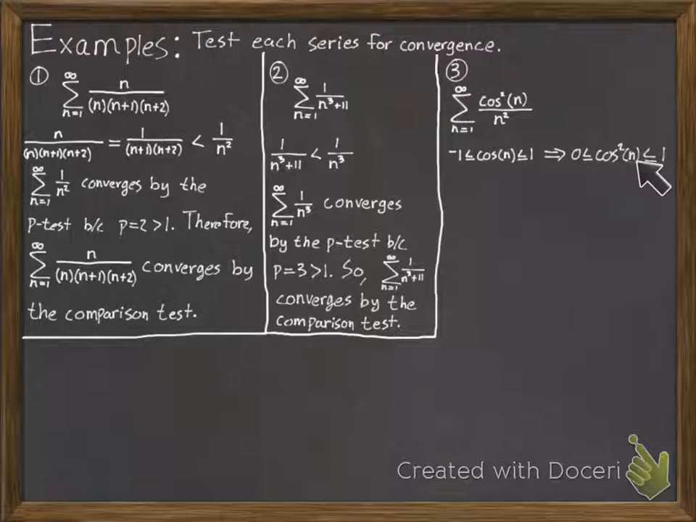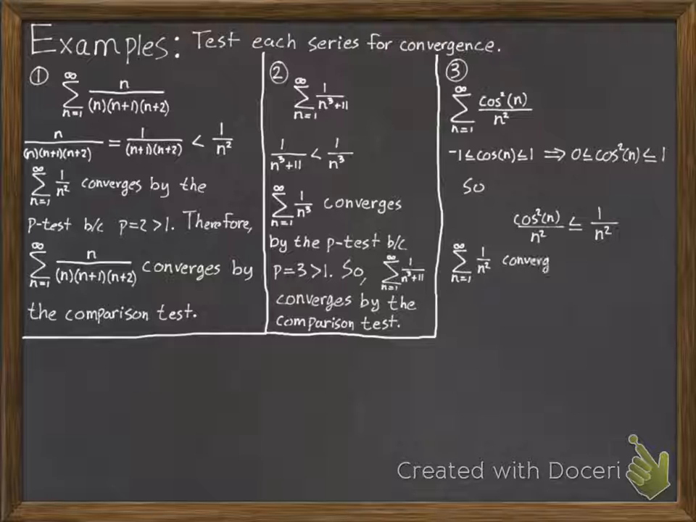Well, if cosine squared is always less than or equal to 1, then that means the general term in this series up here is always going to be less than or equal to 1 over n squared. Okay, cosine squared is always less than or equal to 1. Denominators are the same. Okay. Well, I know that 1 over n squared converges by the p-test, because that's a p-series with p equals 2, and 2 is bigger than 1.